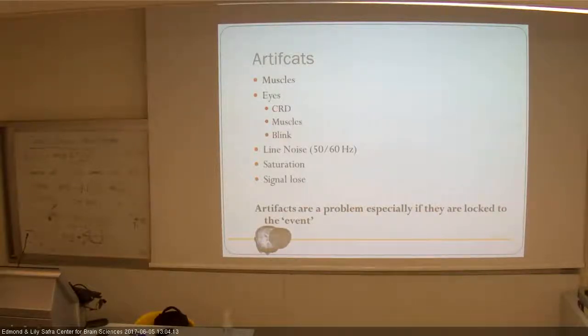So blinks, this dipole, and the muscles create artifacts when the eyes move, and this is one of the reasons that I told you that we actually have electrodes around the eyes, so that we can measure when the eyes move. And even better, if we can have an eye tracker concomitantly with the EEG, we can control for eye movements even better.